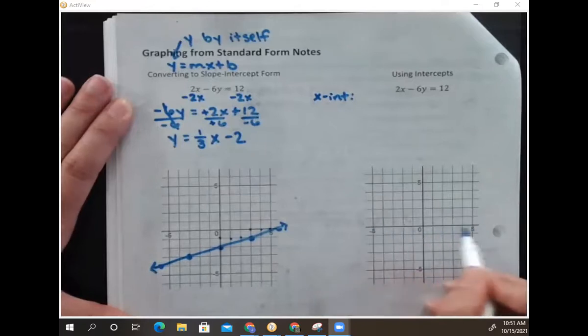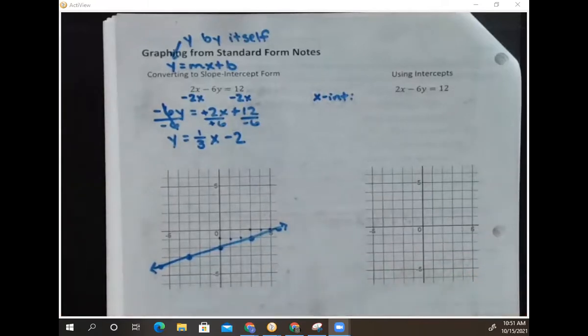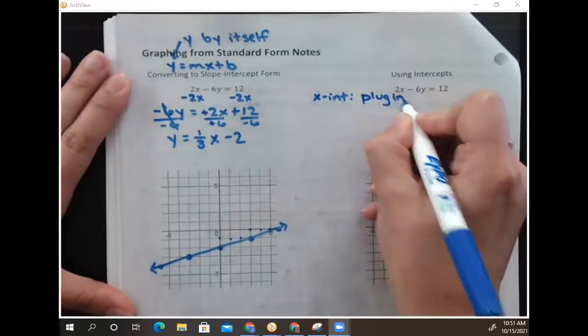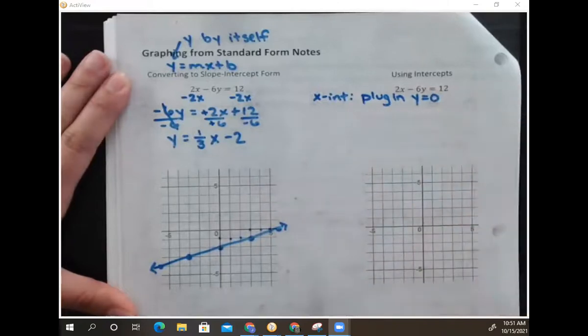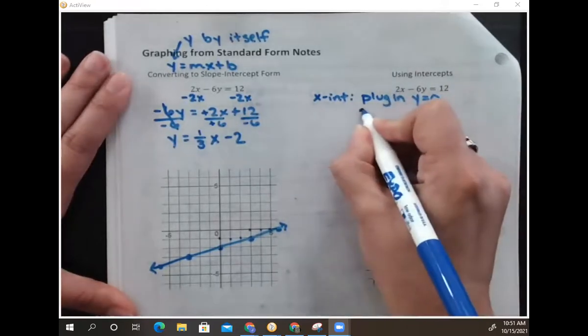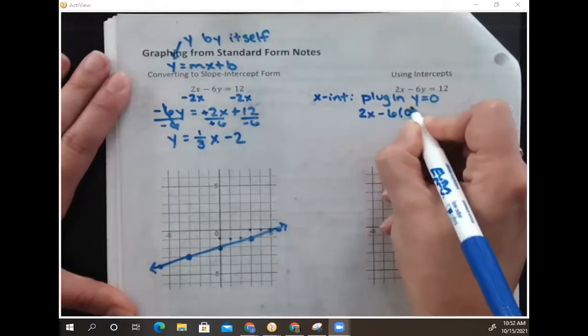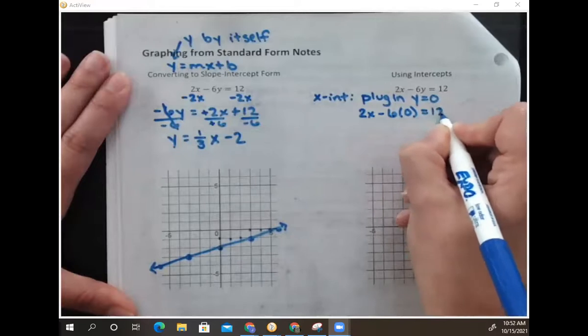It happens here somewhere, right, on the x-axis. The x-intercept has a y value of 0. Every x-intercept ever has a y value of 0. So we're going to plug in y equals 0 to our function to find the x-intercept. If I plug in 0 for y, I'm going to find the x-intercept. So this would be 2x minus 6 times 0 equals 12.